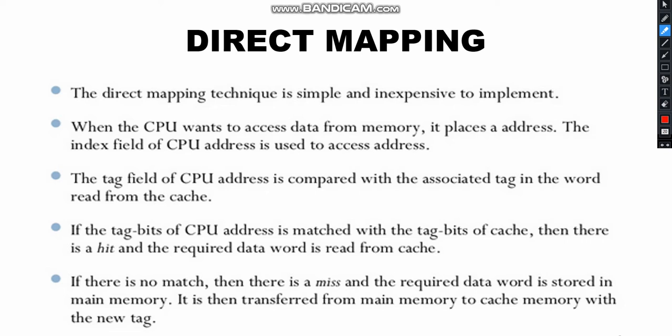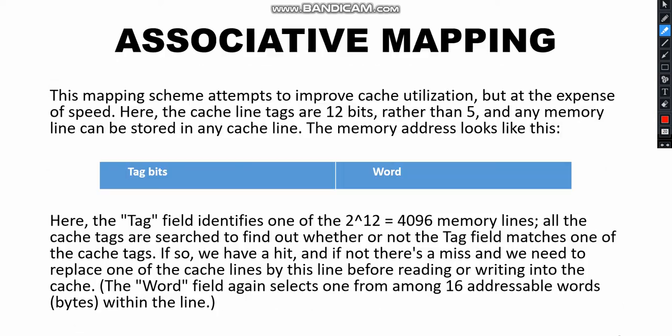For example, if a program happens to reference words repeatedly from two different blocks that map into the same cache block, then the blocks need to be swapped in continuously, making the hit ratio drop.